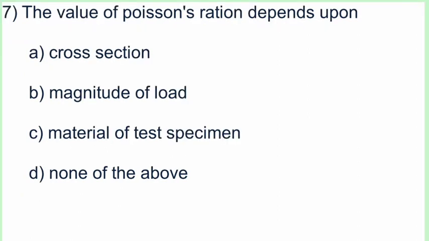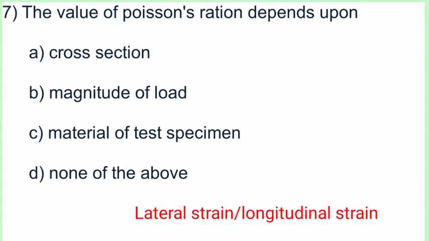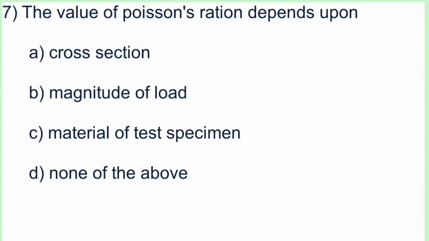Next question, the value of Poisson's ratio depends upon option A, cross section, option B, magnitude of load, option C, material of test specimen, and option D, none of the above. And the answer is material of test specimen. We know that Poisson's ratio is the ratio of lateral strain to longitudinal strain, and its value depends upon the material of test specimen. For cork, Poisson's ratio mu is equal to 0.